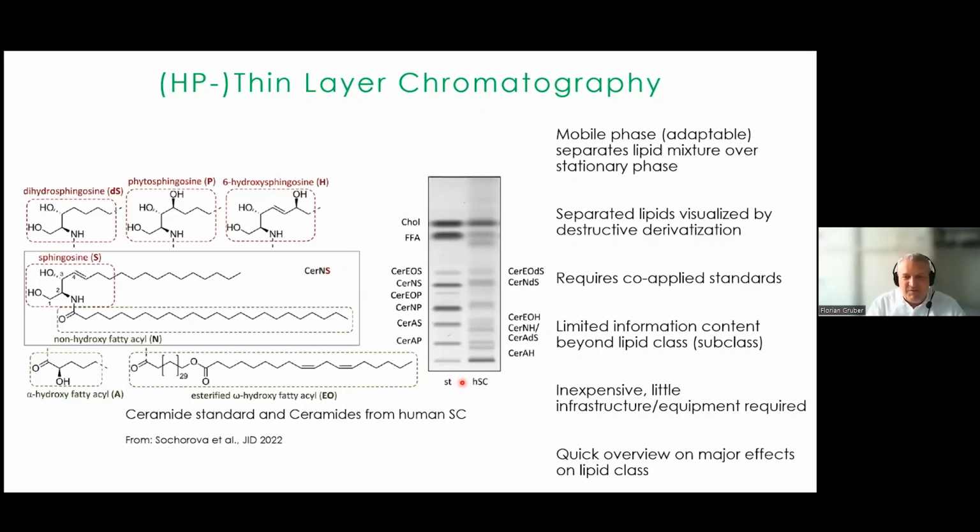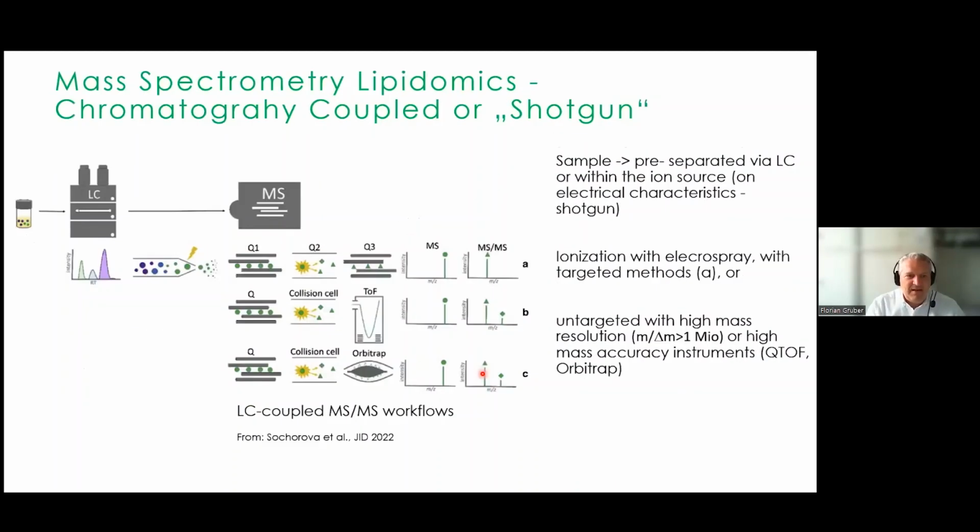However, to identify or tentatively identify lipid species with that method, you always need to also run standards in parallel. So here you see ceramide standards and stratum corneum extract, and using these standards you can do a quick overview, a very rough quantification, but you can only get information about lipid class or maximally the subclass of the lipids.